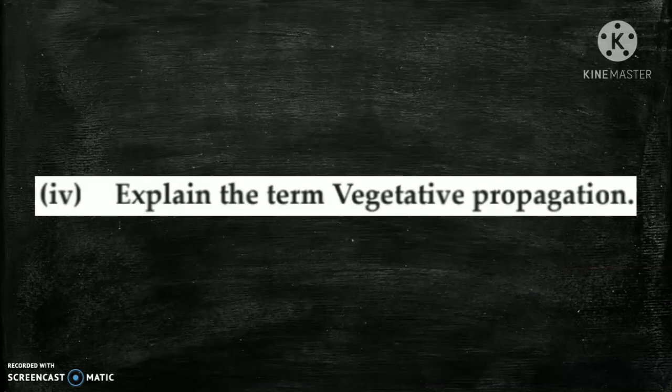Explain the term vegetative propagation. So we'll discuss what vegetative propagation is. First point, vegetative propagation is a type of asexual method of reproduction. Second point, reproduction in plants with the help of vegetative parts like roots, stem, leaf, bud, etc. is called vegetative propagation.